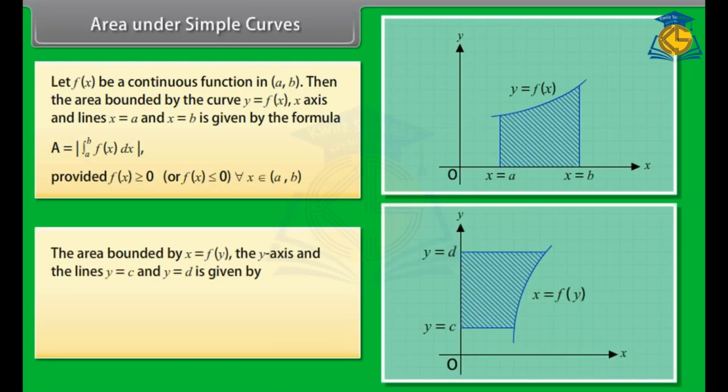The area bounded by x is equal to f of y, the y-axis, and the lines y is equal to c and y equals d is given by A is equal to modulus of integral from c to d of f of y with respect to y, provided f of y is greater than 0 or f of y is less than 0 for each y belongs to [c, d]. Working rule for finding the area.